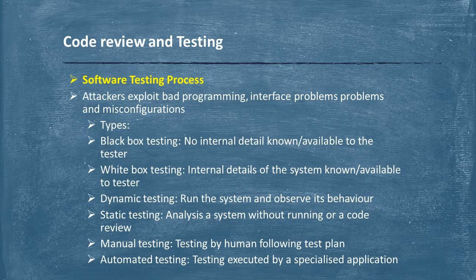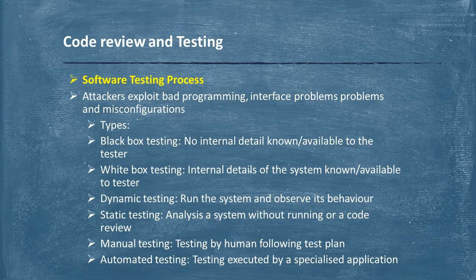What is black box testing? No internal details are available to the tester. He is not aware of any internal part. That is black box testing. White box testing is where internal details of the system are known to the tester. It is available and he can read the document and understand how it is supposed to perform and what is happening inside. That is the white box.